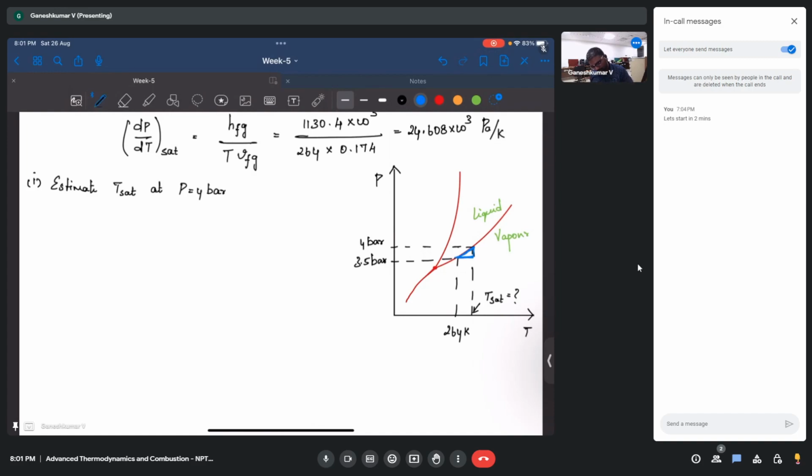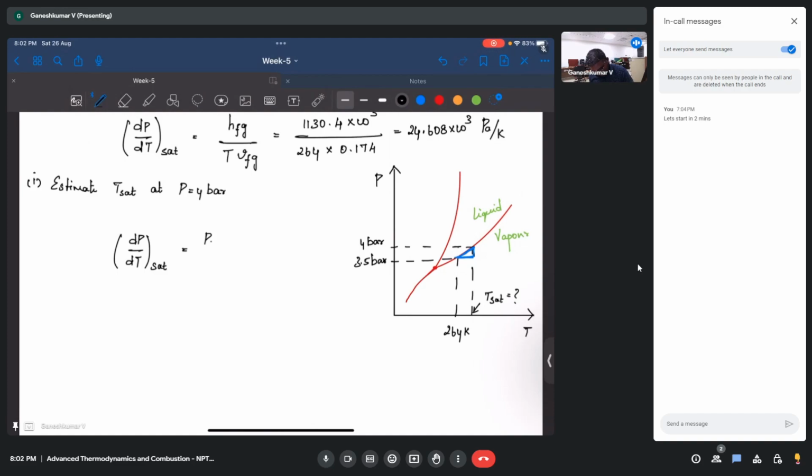So let's use that dP/dT sat. The reason we say estimate is that we found the slope at 264 Kelvin, and we are assuming that from 264 to whatever the Tsat is, from 3.5 bar to 4 bar, this saturation line is going to be almost linear. So that is the reason we use the word estimate. That is the reason they asked us to estimate. Right? Okay, let's do that.